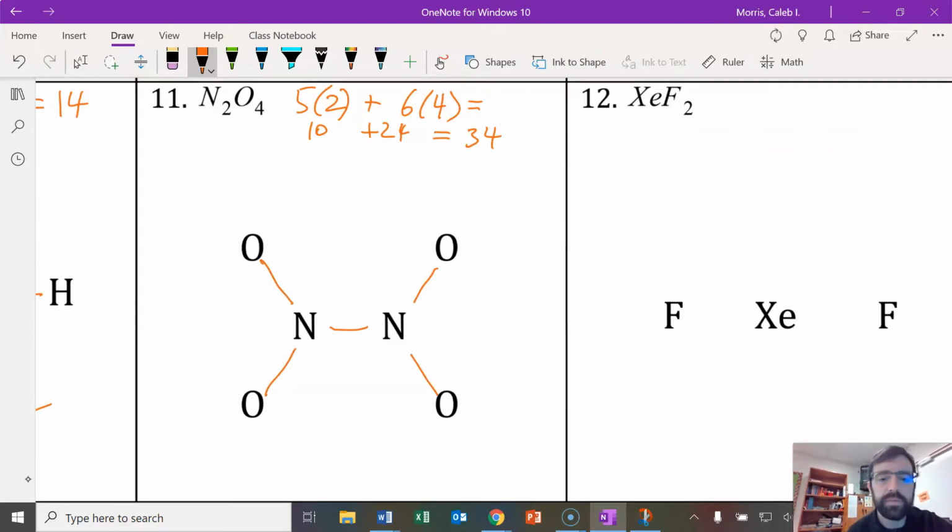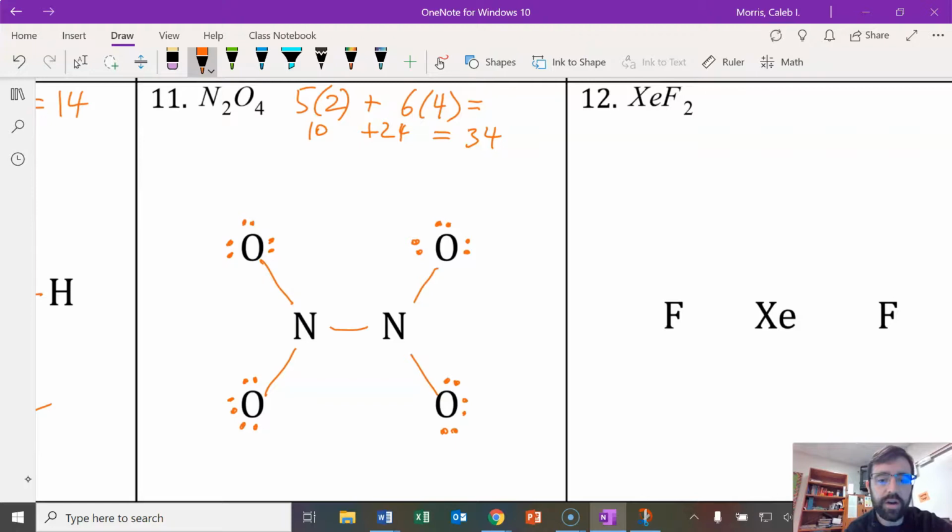Start with the outer atoms. So I have 2, 4, 6, 8, 10, 12, 14, 16, 18, 20, 22, 24, 26, 28, 30, 32, and then 34. Outsiders are happy. I don't have leftovers, so I skipped the leftover step. Then we ask if everyone's happy.